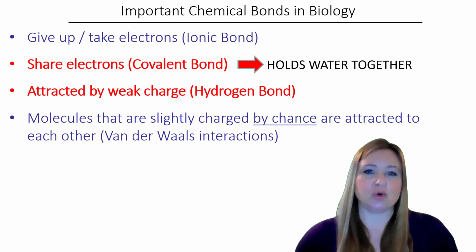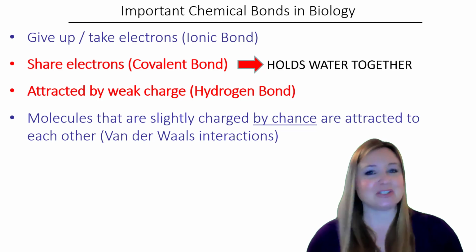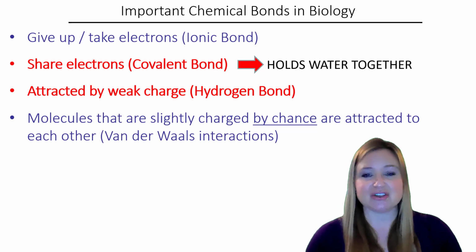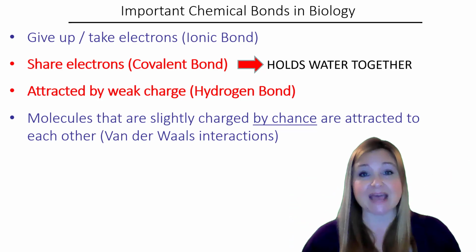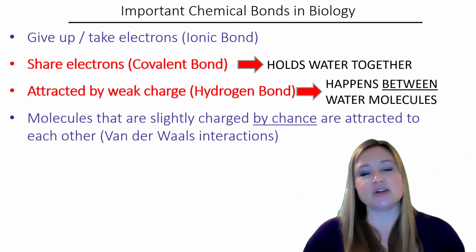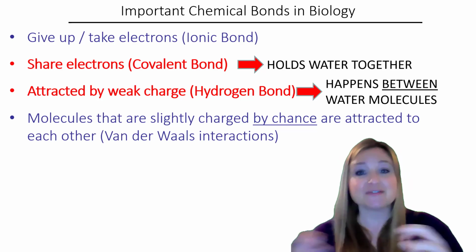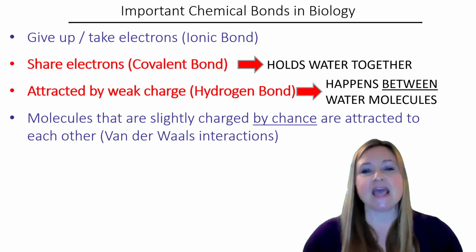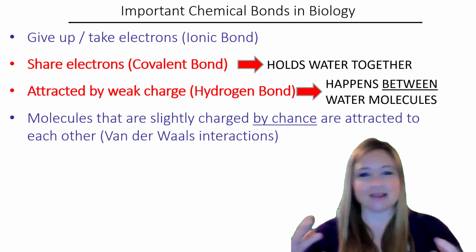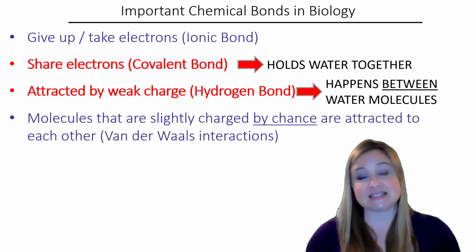Now, the other important bond that happens a lot with water is called a hydrogen bond. Rather than holding a water molecule together, hydrogen bonds are going to happen between different water molecules. I'm going to break that down today because it's easy to get lost in all the details of this. I'm going to break it down so that you understand the difference and how both of these bonds are important with water.